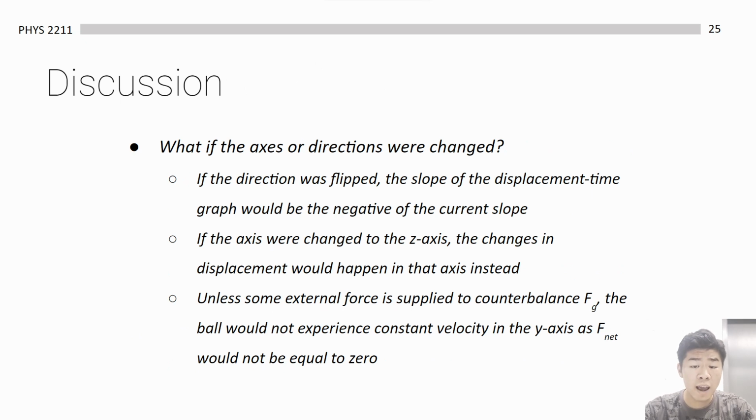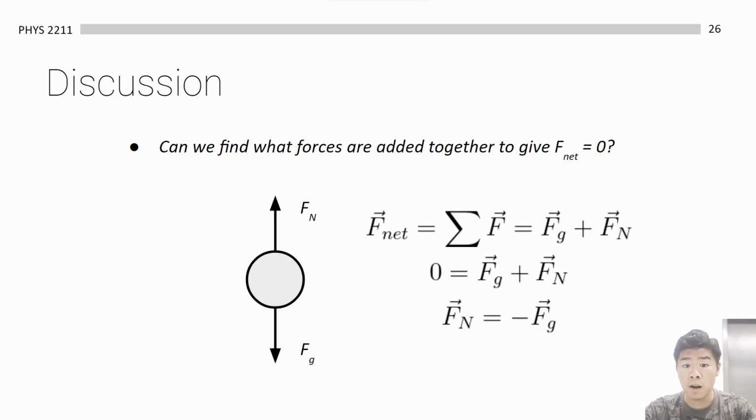The discussion I had was first, if the axes were flipped, there will be several different results, such as changing the slope or changing the axis or needing some other types of external forces to make sure that the net force would be equal to 0. We can also find what forces are added together to give the net force equal to 0, which in this case would simply be that the net force is equal to the summation of all forces, which is equal to the force of gravity plus the normal force. And from this, because we know that the net force is 0, we can find that the normal force is equal to negative the force of gravity.